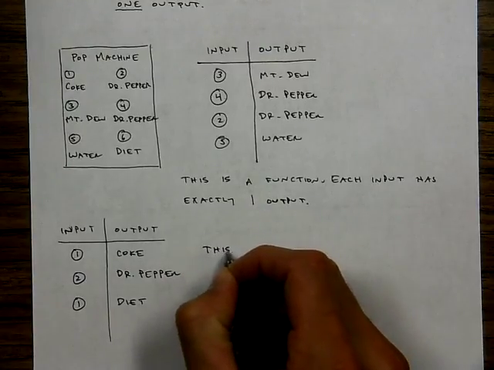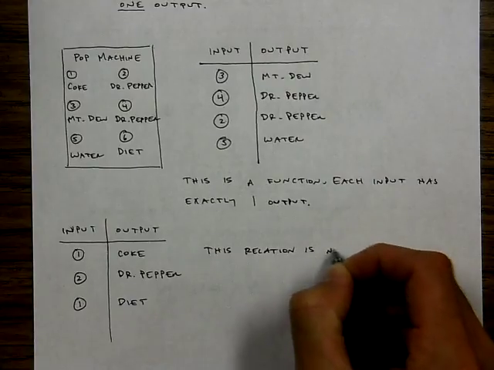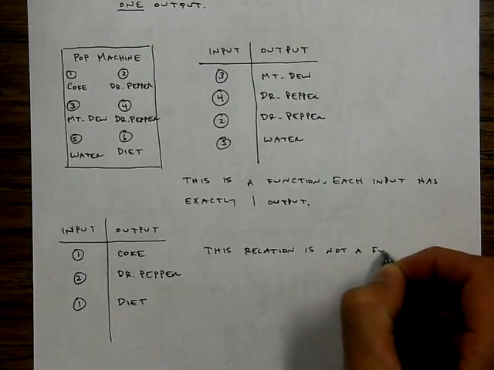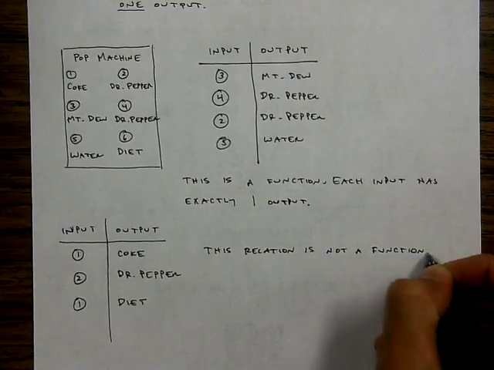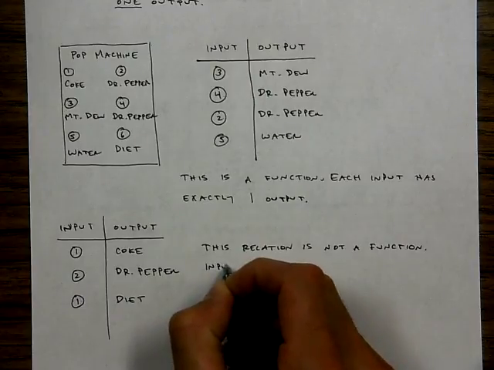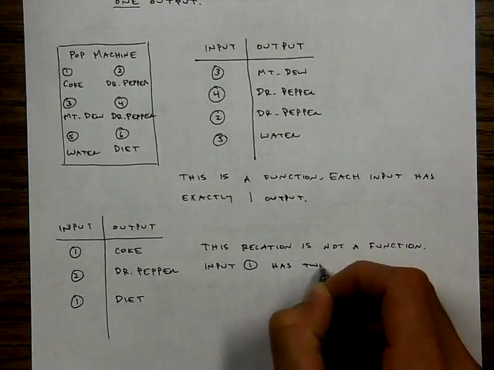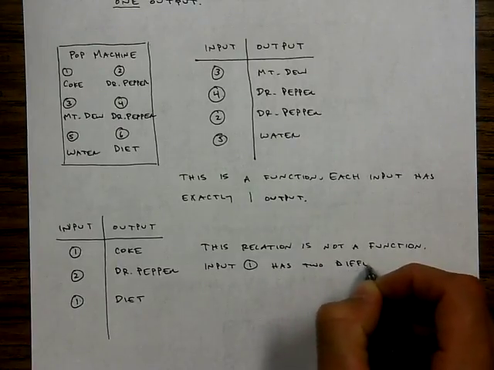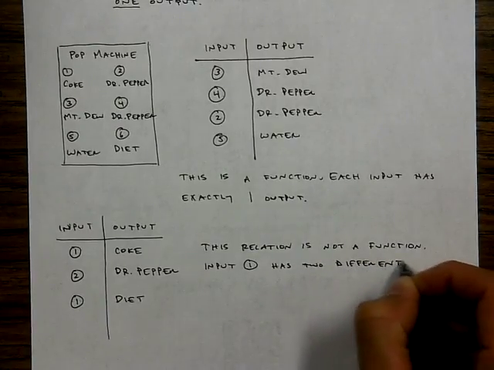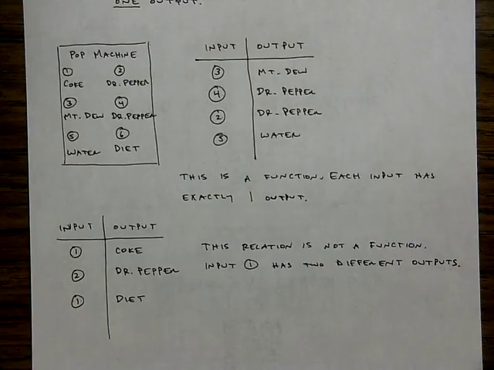So I'm going to say over here, this relation is not a function. And instead of just saying each input does not have exactly one output, I'm going to be really specific here and talk about which input that is. So I'm going to say input 1 has two different outputs. And that makes it a not functioning machine.